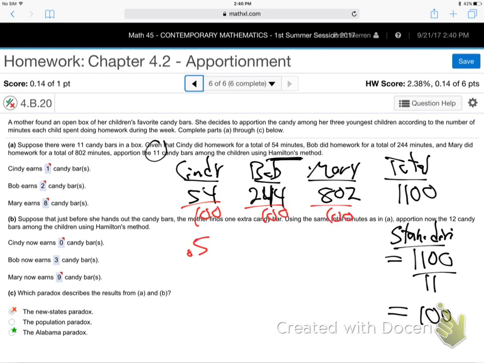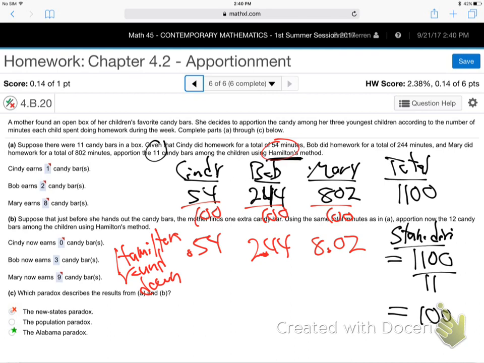So what do you get? Well, 0.54 and 2.44 and 8.02. And we're doing Hamilton. What does Hamilton say? Hamilton says round down at first, and then give the extras to the highest decimals. So round down. What's 0.54 rounded down? It's 0. Cindy's going to wish she did a little more homework. 2.44 rounded down is 2. Mary rounds down to 8. So if we give away 0, 2, and 8 candy bars, how many candy bars is that? 10.